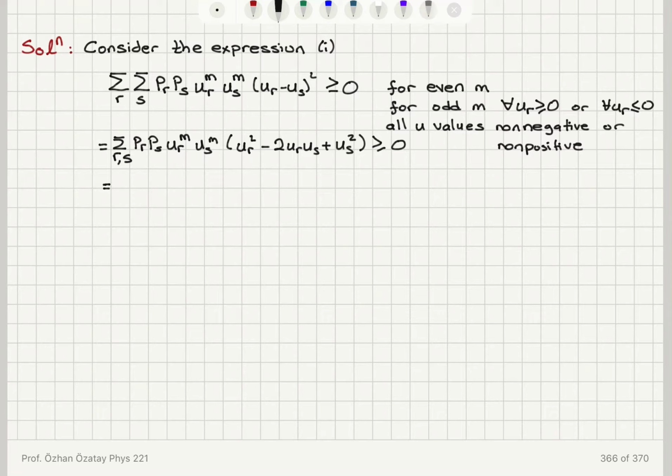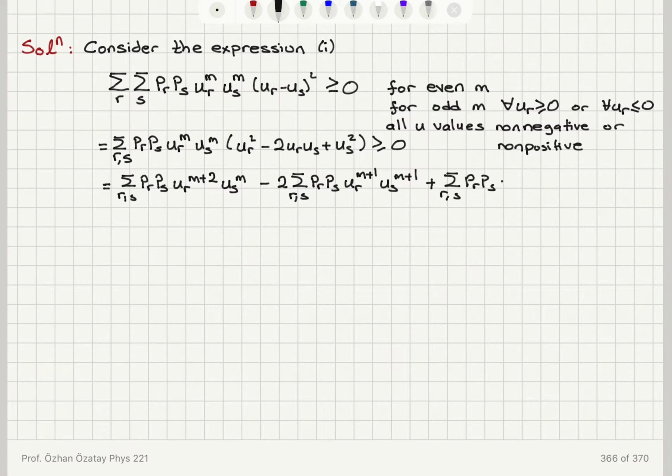And this is equal to sum over R and S. Now I'm distributing this over the second term, the square term: PR, PS, UR to the power m plus 2, US to the power m, minus 2 sum over R and S, PR, PS, UR to the power m plus 1, US to the power m plus 1, and then plus sum over R and S, PR, PS, UR to the power m, US to the power m plus 2, and this is greater or equal to 0.